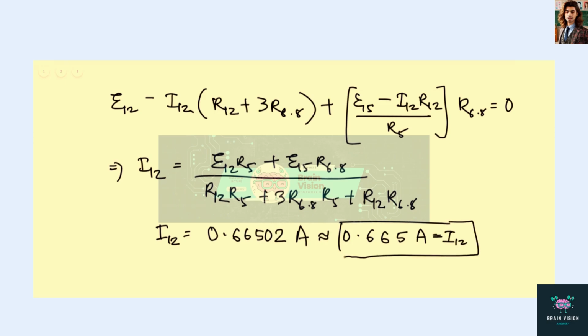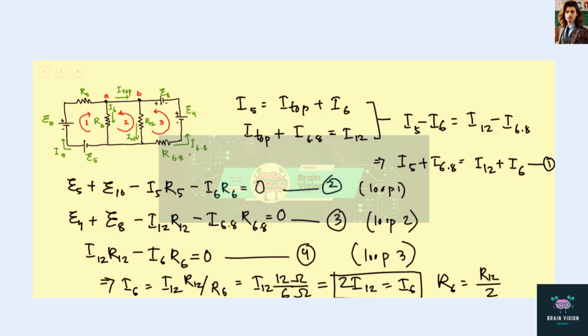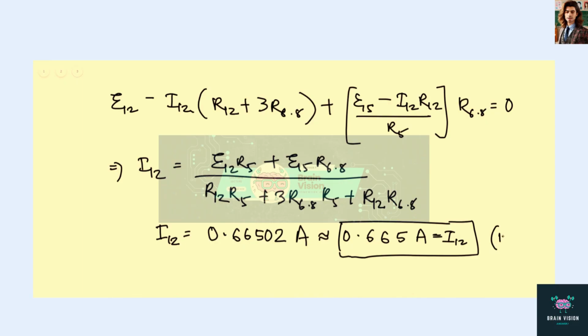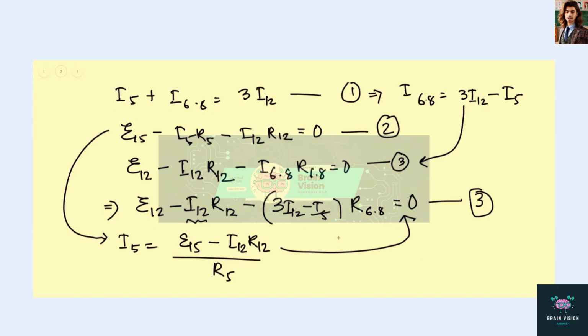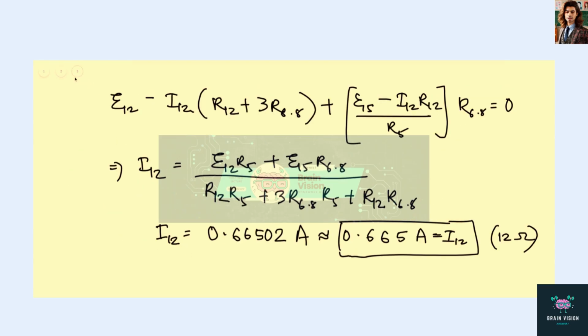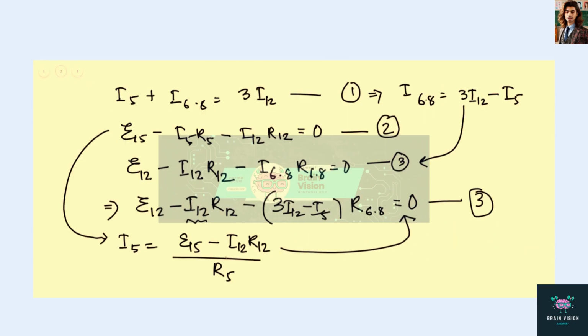So this is I12, or the current flowing through the 12 ohm resistance. Let's write that in brackets. Now we can go backwards and solve for the rest of the currents. Because we have solved for I12, we need an equation that just has I12 in it. So this is the one. This has just one unknown, I5. Rest of the things are known now. So we will find I5 by using this equation.